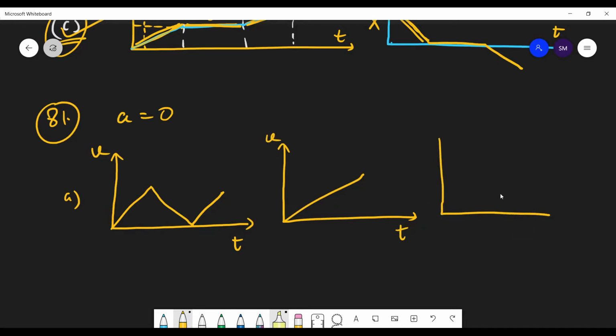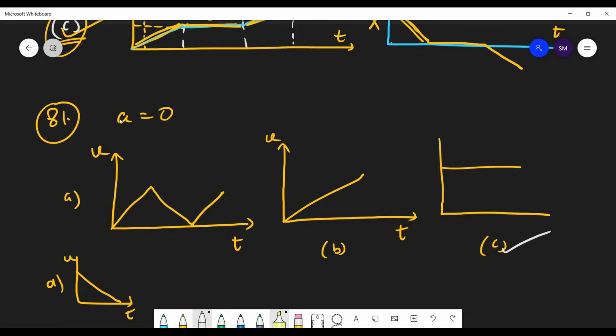Option C. You have just done this question, right? Then option D. So this is option D. So tell me which of these is the correct answer. Sir, option C.